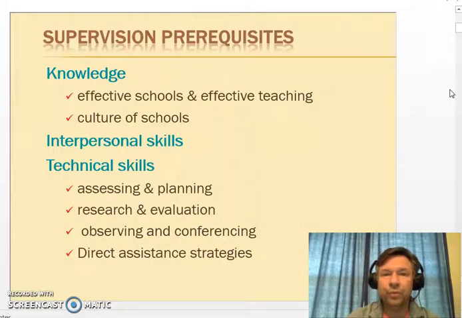Just to review, as you go through supervision, as we discussed earlier in the course, there is a certain knowledge that the supervisor must have. There are certain interpersonal skills that must be exhibited, and then there is a certain technical aspect to observing.